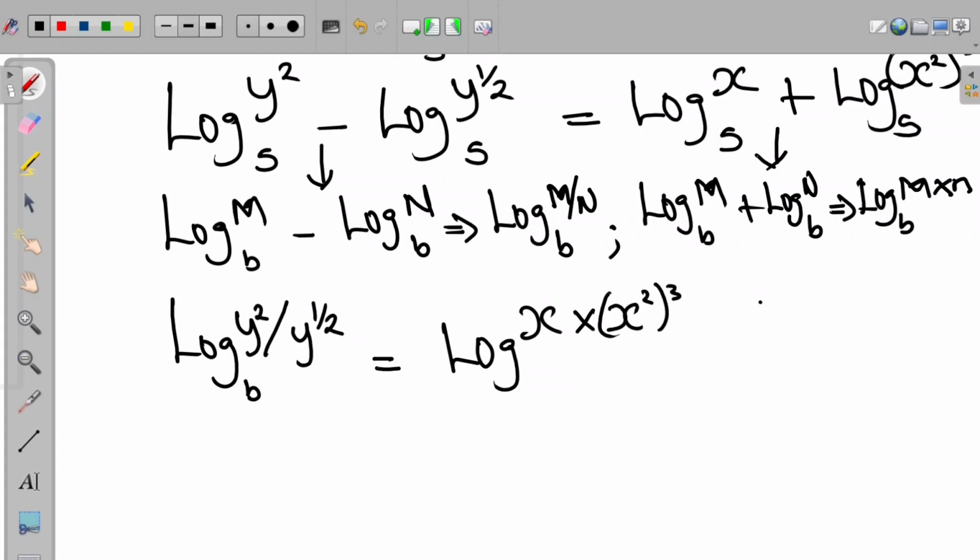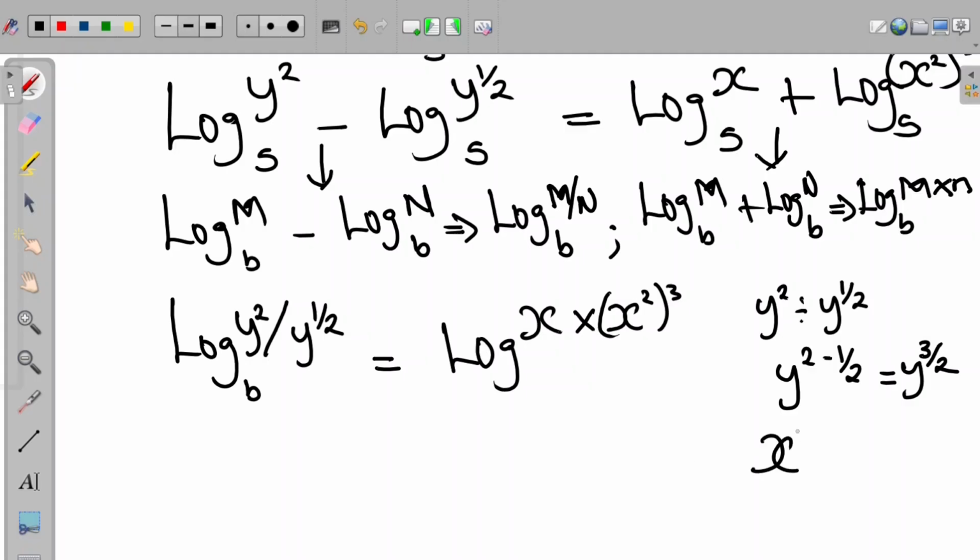Now, if I have y raised to the power of 2 divided by y raised to the power of 1 divided by 2, from our laws of indices, this can be expressed as y raised to the power of 2 minus 1 divided by 2. So this is equal to y raised to the power of 3 divided by 2. Also, if I have x squared all raised to the power of 3, this can also be expressed as 2 times 3 being 6. So x is raised to the power of 6.